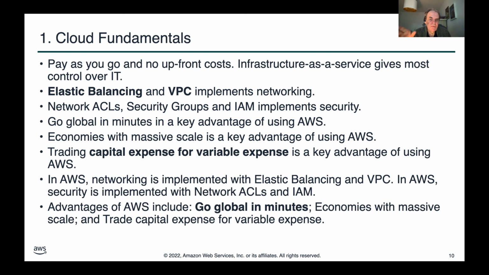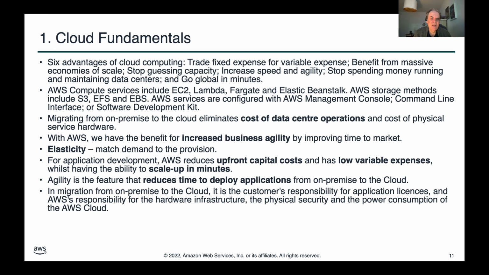For networking, we have elastic load balancing and VPC, as we outlined, and then network ACLs and IAM are our core ways that we can control security. So global in minutes, massive economies of scale, and trading fixed expense for variable expense are the core areas that we see there.